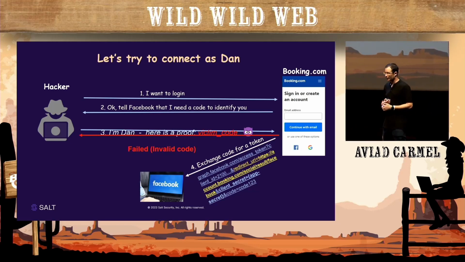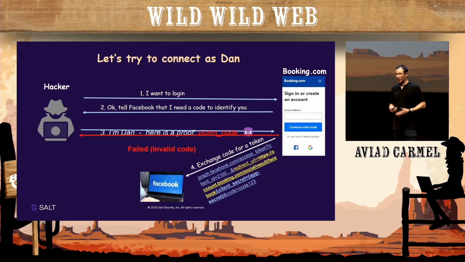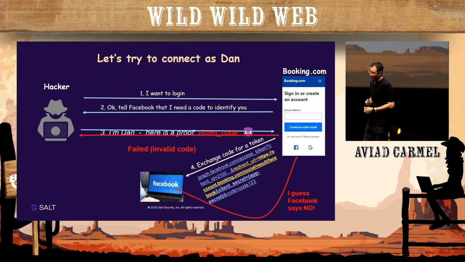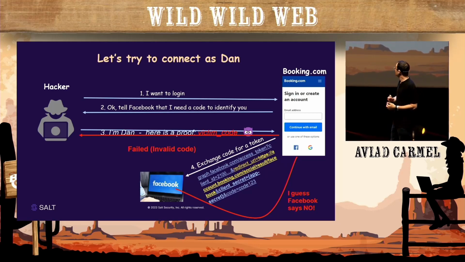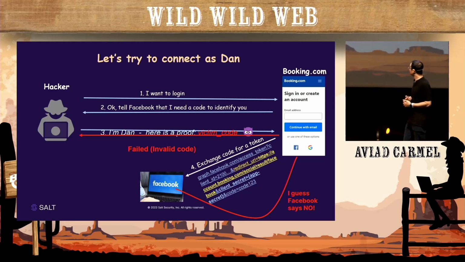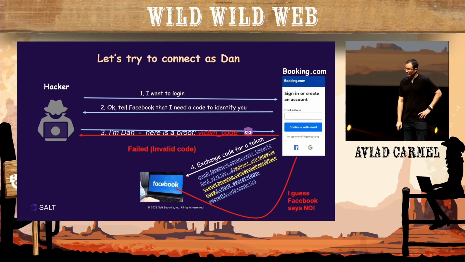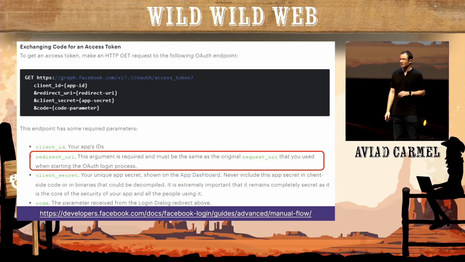Why didn't it work? Now, I can guess. I can only guess because I can't see the backend. I can't see what's going on between Booking and Facebook. I can guess that this API failed. I guess that Facebook says no in the result for this API. Now, let's check what this API is. Let's read the documentation of Facebook.